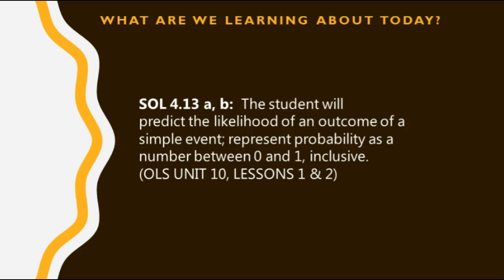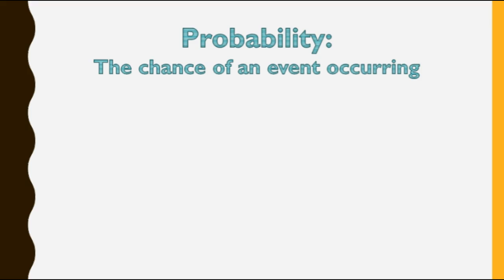Today we're going to be talking about probability. So SOL 4.13 says the student will predict the likelihood of an outcome of a simple event and represent the probability as a number between 0 and 1. So first let's talk about what probability is. It's simply the chance of an event occurring.